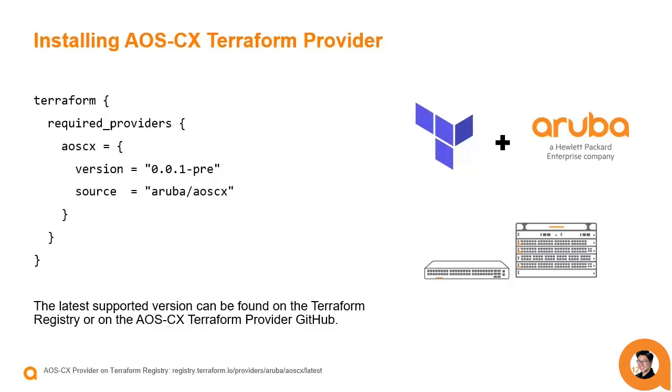Here is an example required providers block that can be found in your Terraform configuration file. For installing the AOS-CX provider, simply define aoscx followed by the version and the source, which is the Aruba namespace followed by the provider name aoscx. Remember, the version for pre-releases must be explicitly defined. To find the latest supported version of the provider, check out the provider on the Terraform Registry or on the AOS-CX Terraform Provider GitHub. Links to these are in the description down below.